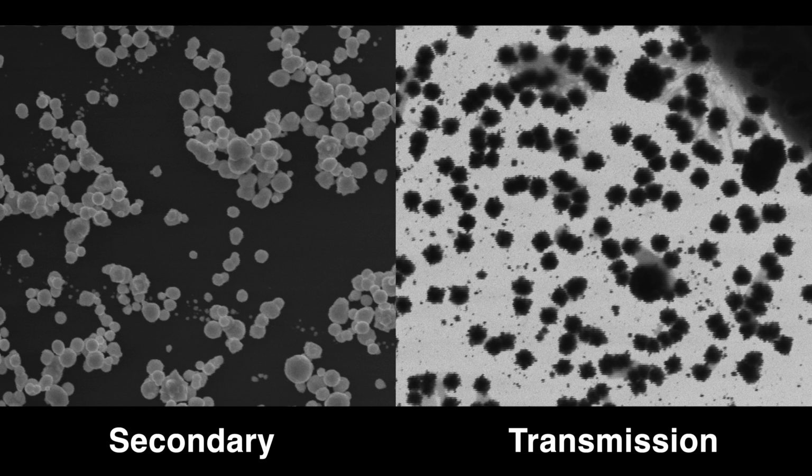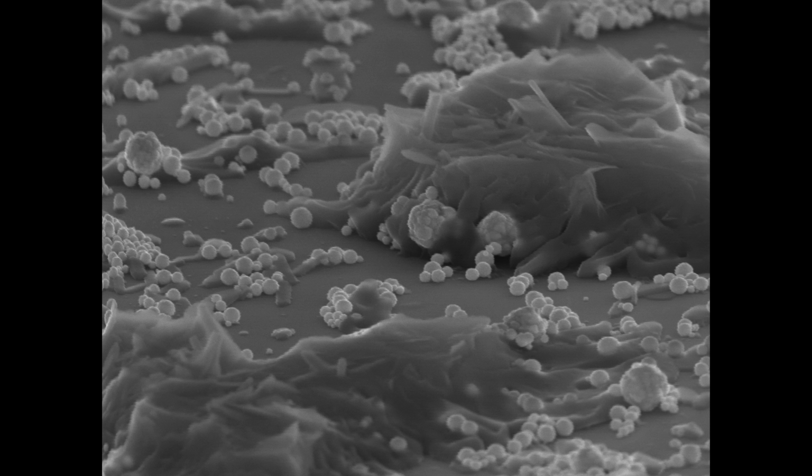But wait, I hear you say. The secondary electron images look way better than the transmission images. Why did we go to all of this trouble just to produce something that looks worse? Well, the answer to that is simple. It's because we're looking at gold nanoparticles.